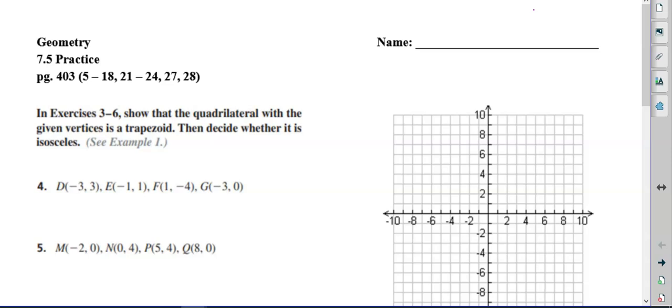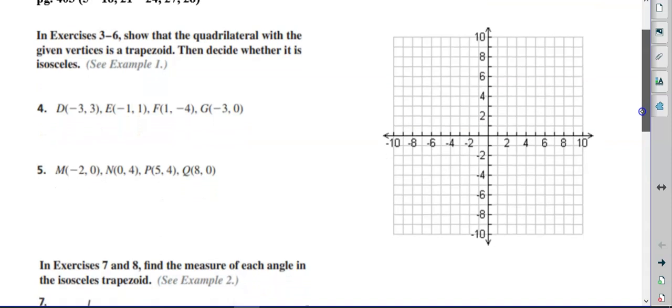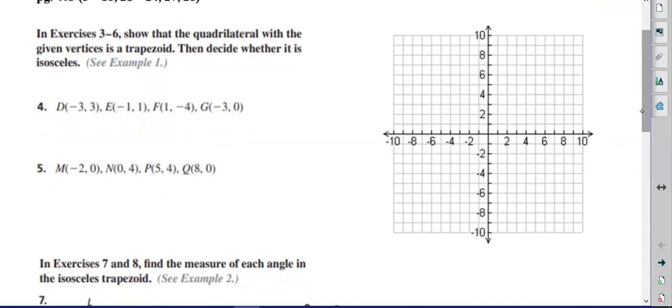All right, 7.5, last section of chapter 7. So first we're going to put these shapes on the graph and then show that it is a trapezoid. And then decide if it's isosceles. Remember, isosceles means the legs are equal.